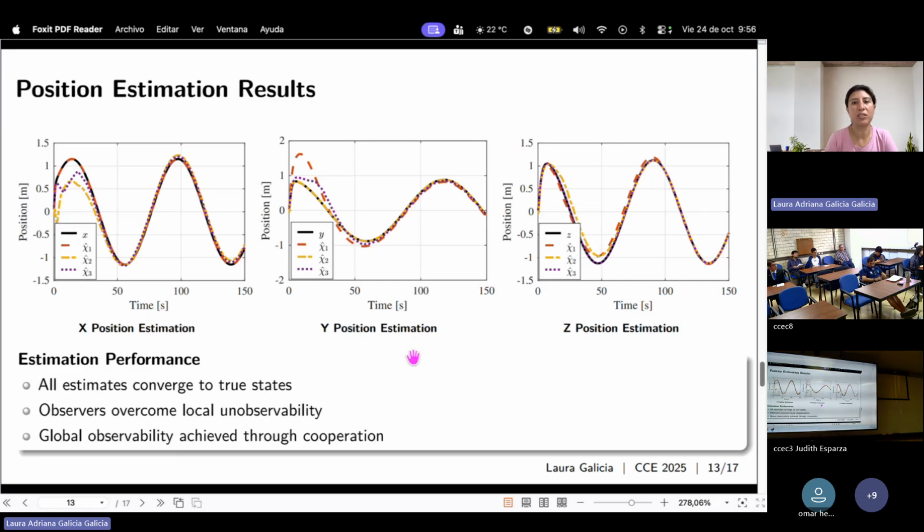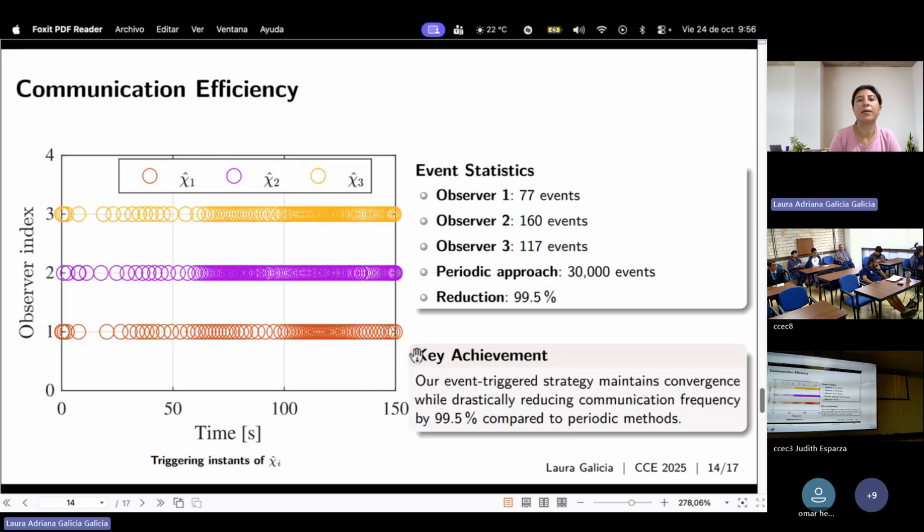The position estimate results, and event status: 77 events, a reduction of 99.5%.